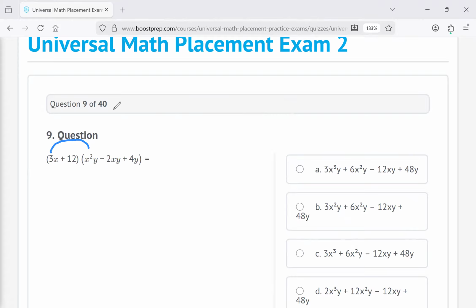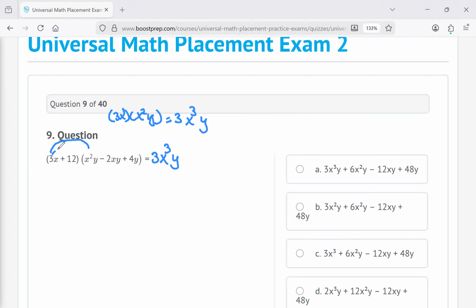If you get lost, just write it out. 3x times x squared y. If you recall your exponent rules, when you multiply exponents, you add. So this is going to be 3x, and then this has an invisible 1, so you're adding. 1 plus 2 is 3. And then you have a y. So the first one is going to be 3x cubed y.